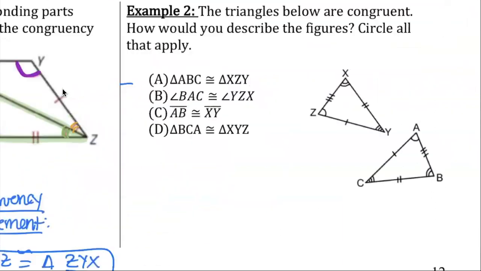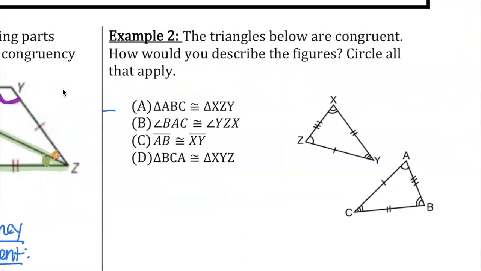Now that's what we're going to look at to start on example 2. Here it says the triangles below are congruent, and our job is to figure out how to describe these by circling all that apply. My first one says we're going to check this congruency statement. We're going to see if ABC matches up with XYZ or ZXY.